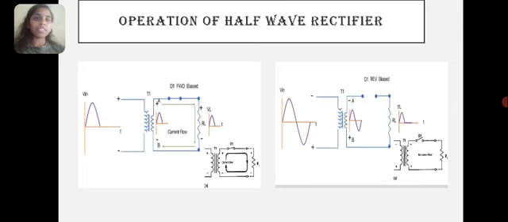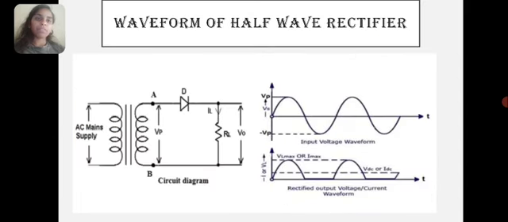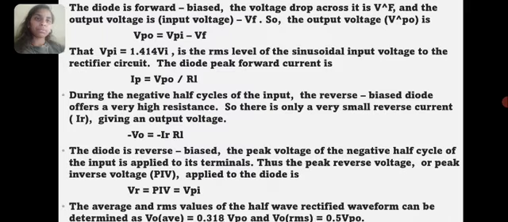Operation of half-wave rectifiers: positive half-wave rectifier, negative half-wave rectifier. Waveform of half-wave rectifier. The diode is forward biased. The voltage drop across it is Vf, and the output voltage is reduced by Vf. So, the output voltage is Vpo equals Vpi minus Vf.